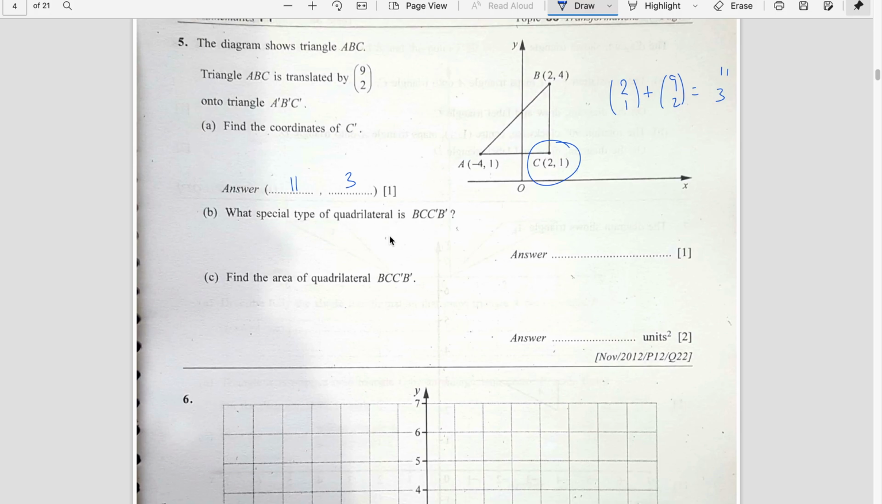What is the special quadrilateral B, C, C dash, B dash? So if you see this is B and C, B would go to B dash and C would go to C dash. And don't forget these are parallel. And BC is equal to B dash C dash. So the special name given is parallelogram. Find the area of quadrilateral B, C dash, B dash. I'll skip this part for now. That's mensuration.